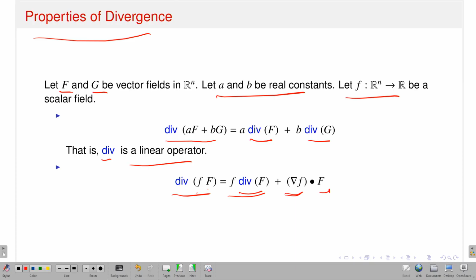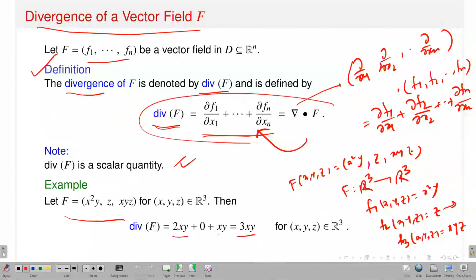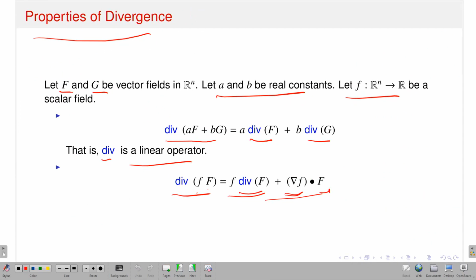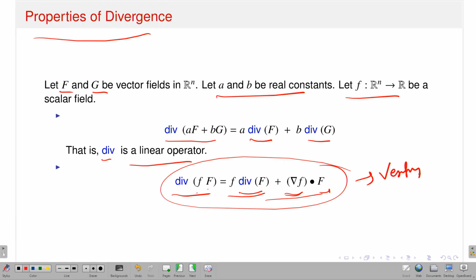These are the properties, and you can even verify them. You just use the formula of divergence, that is del dot F, and instead of capital F you replace it with small f times capital F. Use the formula and I think you will be able to get this one. So, take it as an exercise and verify it using the definition of divergence.